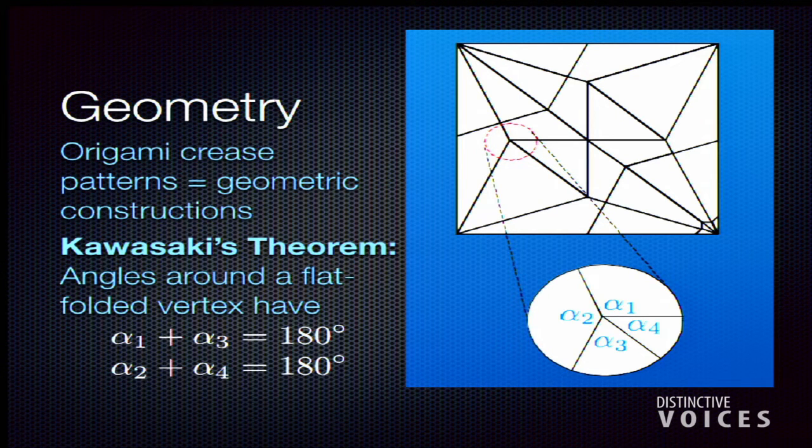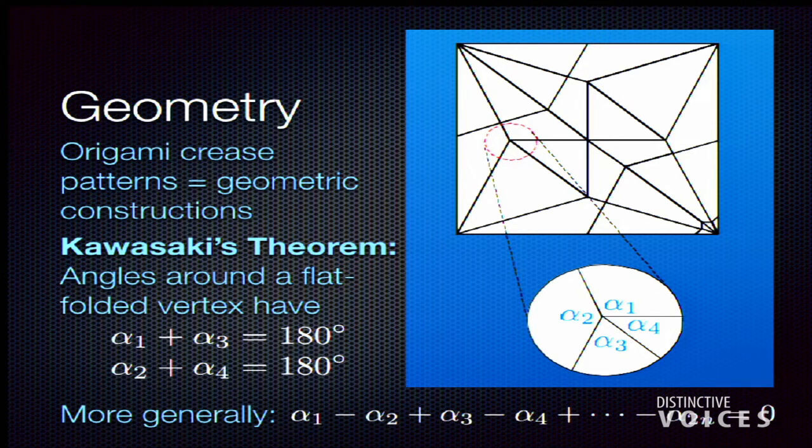You'd add up every other one, all the even ones, and they'll add up to 180, and all the odd ones will add up to 180. Or another way to say that is that if you do the alternating sum of them, if you subtract these 2 equations, these minus those will give you 0. That's called Kawasaki's theorem, and it's a great way to actually check if your vertices will fold flat. So that's another geometry thing.